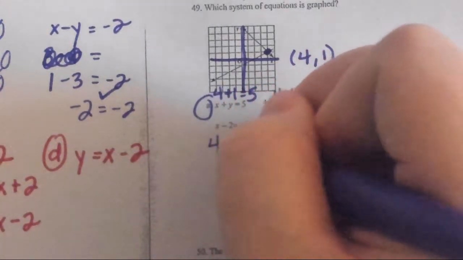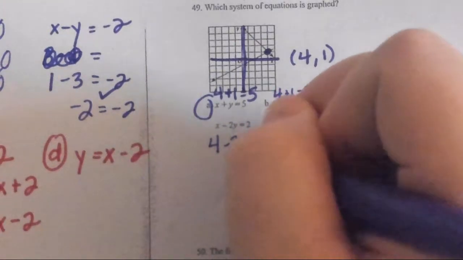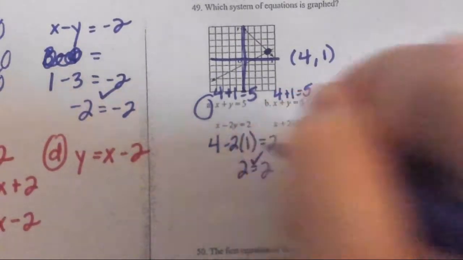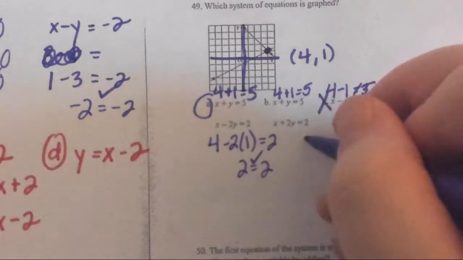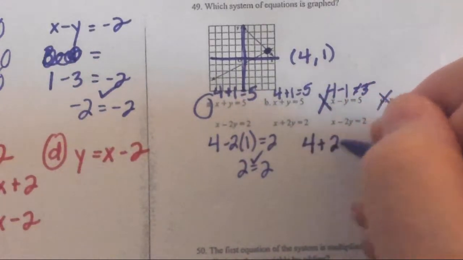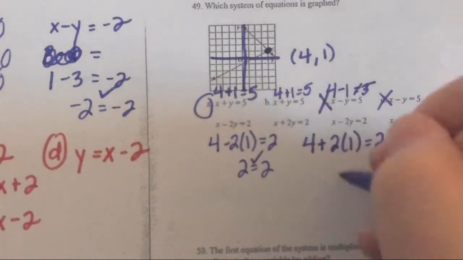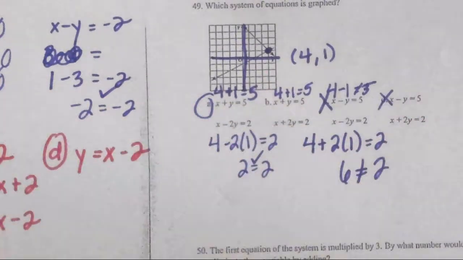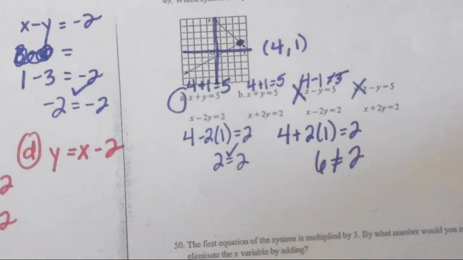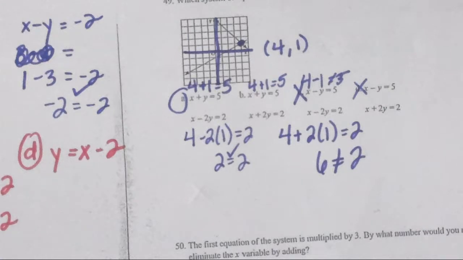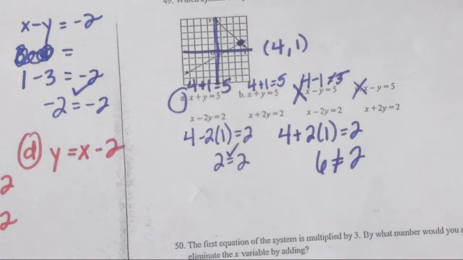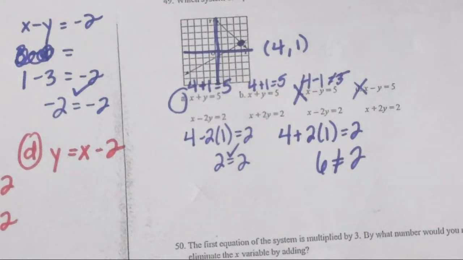4 minus 2 times 1. Well, that's 2 equal to 2. That's true, so it had to be A. But if we're questioning Brady, we can plug it into the second one as well. 4 plus 2 times 1. Does that equal 2? Well, no. 6 doesn't equal 2. So it's definitely not B. The only one that made both statements true with that answer choice of 4, 1 was A.